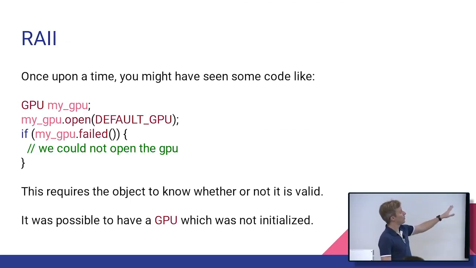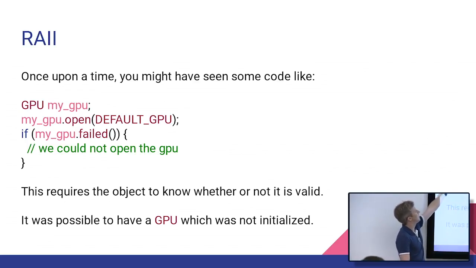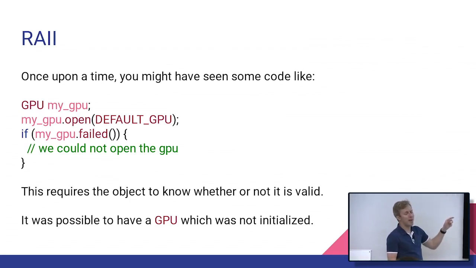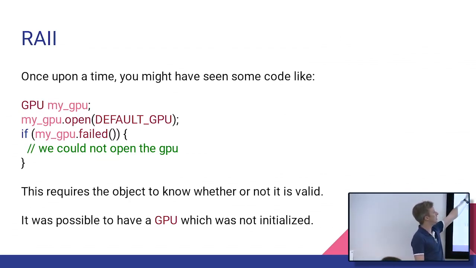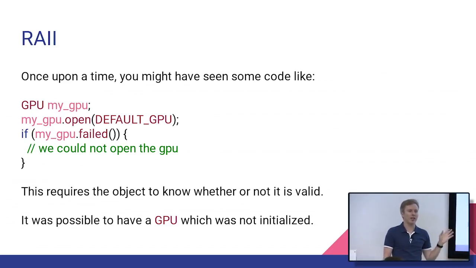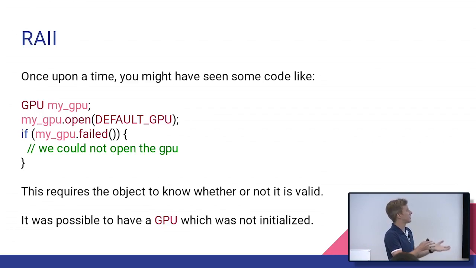This is old code that you might have seen. This is the opposite of RAII. We have a GPU instance, and we call .open to get this GPU. That .open call may have failed, and then we have to do some error handling if it failed. This is the opposite of RAII because we tried to acquire the resource, but we failed. The initialization isn't acquisition. So this is the opposite of what we want.